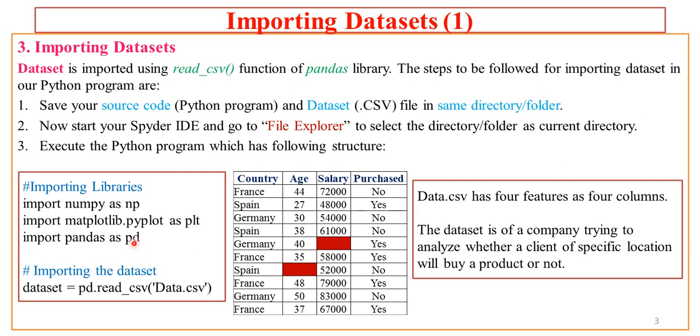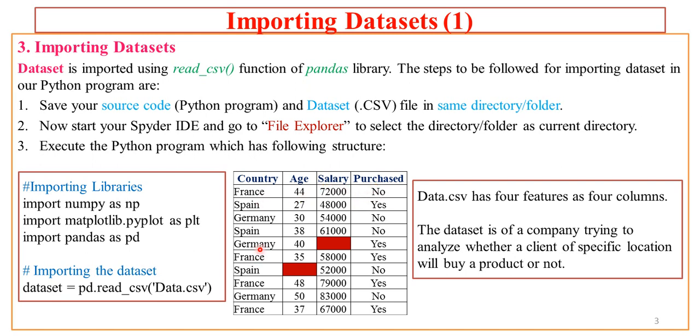Now here we have a data set in the form of a CSV file. So I have this table which is shown here, which I'm basically pointing out here. It has four attributes: country, age, salary, and purchase. I have saved this as data.csv.